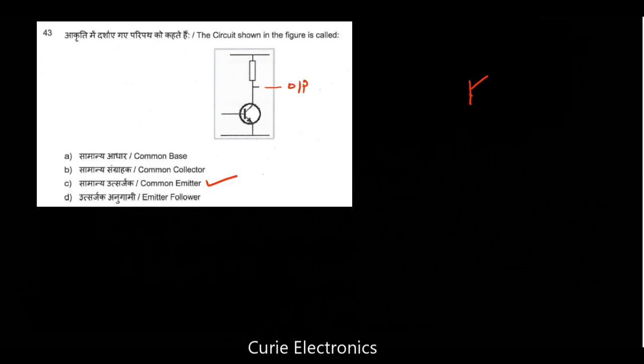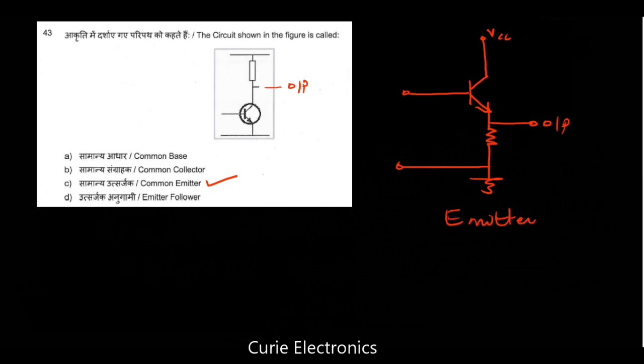So if we have a circuit like this, VCC and input here and here, and if we are taking the output from the emitter, this is an emitter follower. Emitter follower. The given circuit is what? It is a common emitter circuit.